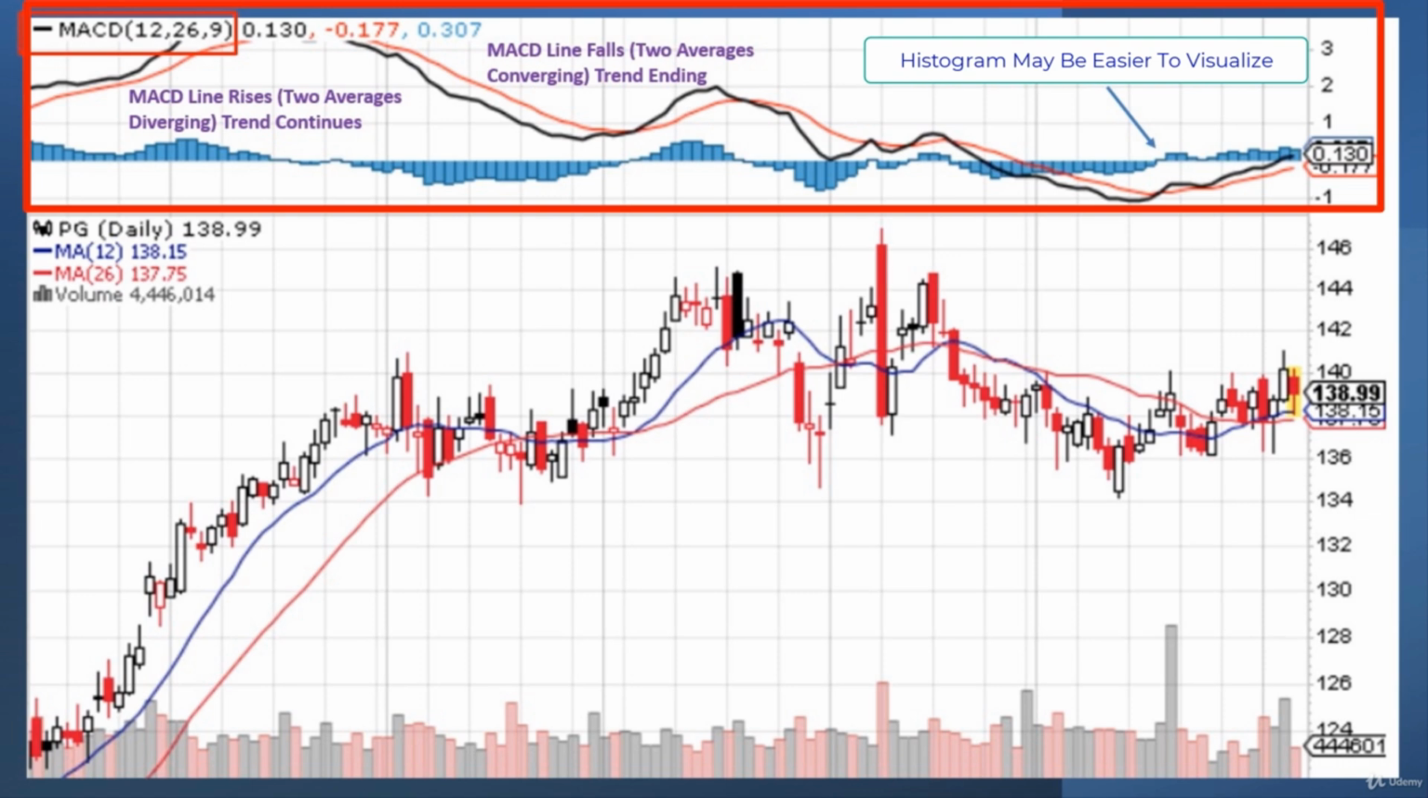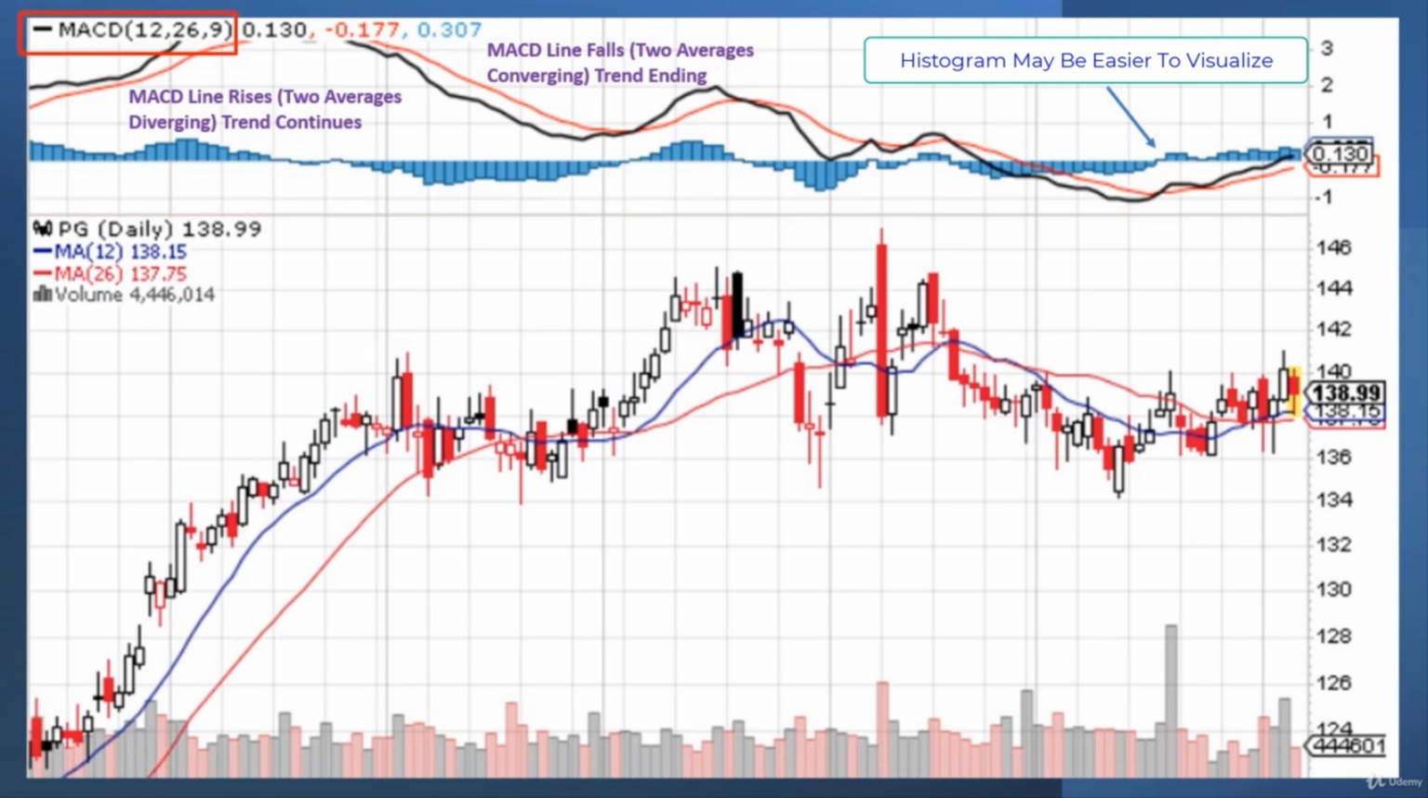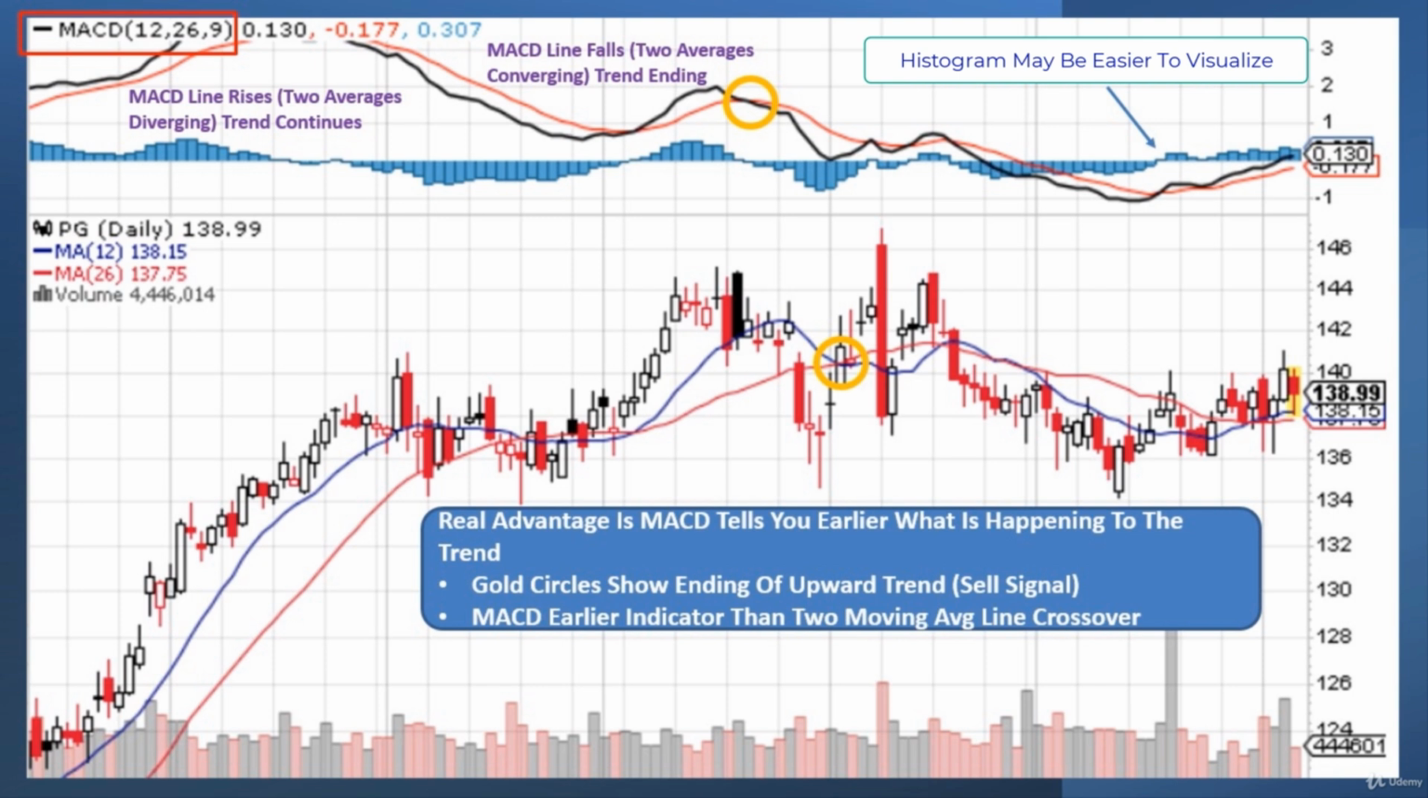So this is interesting. This is great. You're saying, okay, but I can kind of see it on the other chart too. Where's this helping me? Well, if you look closer at it, I'm going to put on some highlights here. The real advantage of this MACD is going to tell you earlier what's happening with the trend. That was our whole idea, right? We want to see things happening a little bit sooner than waiting for the price line to cross.